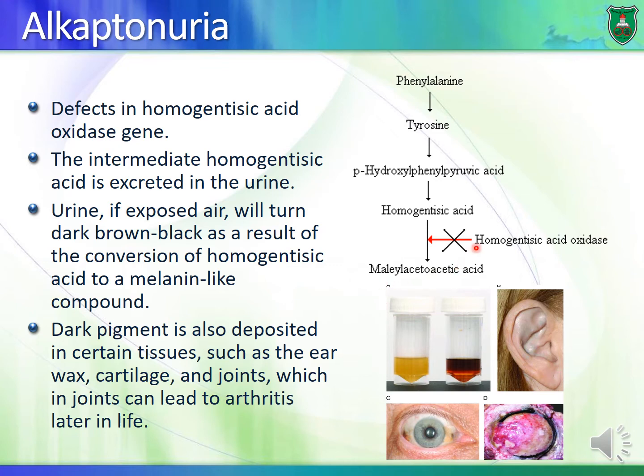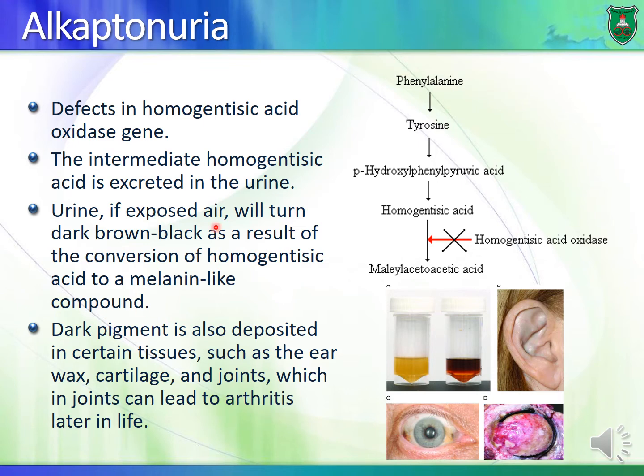Now, if this enzyme becomes defective, there would be accumulation of homogentisic acid, which is excreted in urine. It also accumulates in the body, and it can precipitate in certain tissues. It can be found in earwax, cartilage, and joints, and this can lead to painful arthritis later on in life.